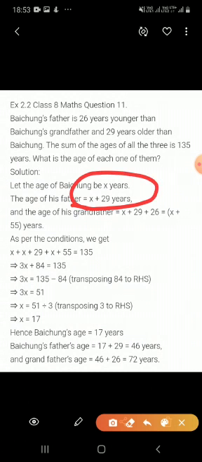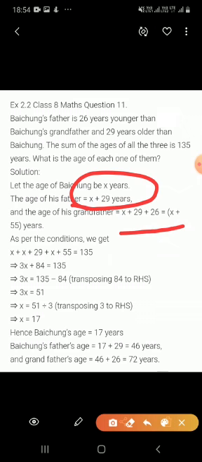And grandfather's age. Baichung's father is 26 years younger than... it means grandfather is 26 years older than Baichung's father, is it? So the age of his grandfather will be what? x plus 29 is the father's age, plus 26 will be the grandfather's age. Why? Because grandfather is 26 years older than father's age.